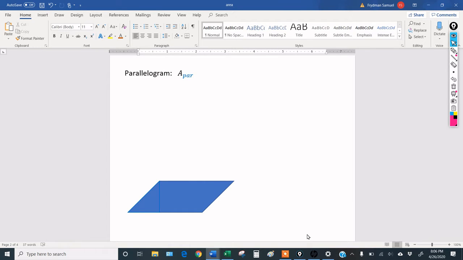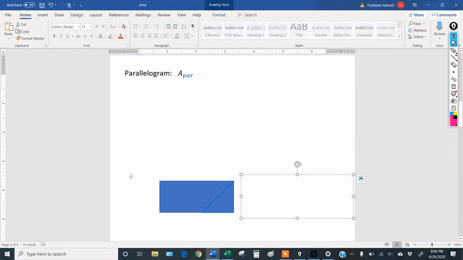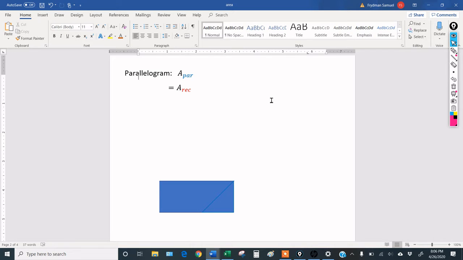Let's try to figure out the area of a parallelogram. Here, the letters PAR stand for parallelogram. Given any parallelogram, we can slice off one end and attach it to the other side. The area is the same as before, and we can see that the new shape is a rectangle. So the area of the original parallelogram is equal to the area of the rectangle that we made from it. But we know how to find the area of a rectangle. It's just base times height, so we can plug that in.